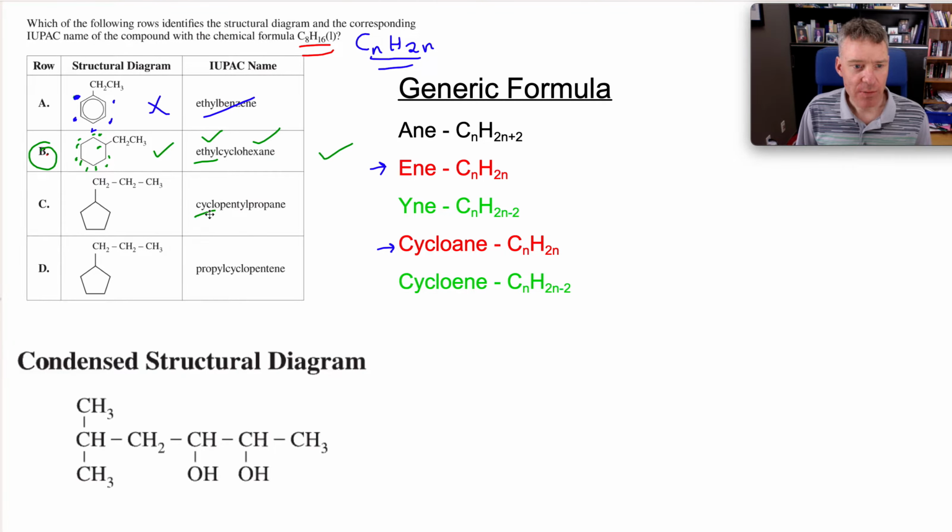Down here, they've put the cyclo in the wrong place. This should be in front. Anyway, there's a couple ways you could look at this being wrong. Either this should be a propyl in front, or move this here, and then they've got the wrong names. Down here, the structure works, prop makes sense, cyclo makes sense, but they have the wrong ending. This isn't an ene, there's no double bond.